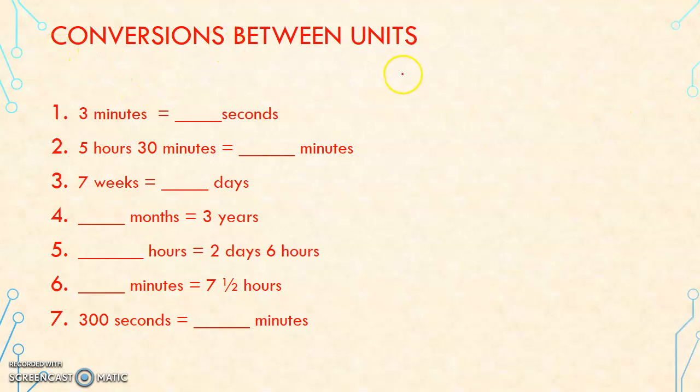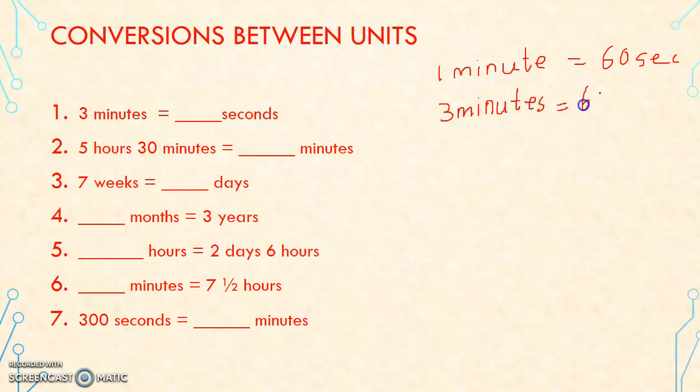Now conversions between units. നമ്മൾ 1 minute എത്ര seconds ആണ് എന്ന് പറഞ്ഞു? 1 minute is equal to 60 seconds ആണ്. അല്ലേ? 1 minute 60 seconds ആണെന്നുണ്ടെങ്കിൽ what is 3 minutes? എങ്ങനെ ഫൈൻഡ് ചെയ്യുക? 60 into 3. അല്ലേ? 60 into 3 എത്രയാണ്? 6 into 3 is 18, 0. So this is 180 seconds.